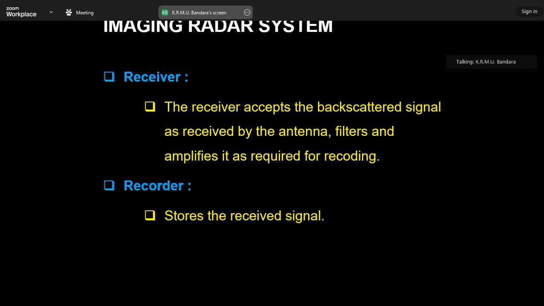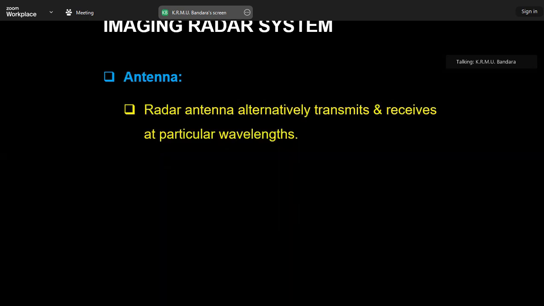The recorder stores the received signal pixel by pixel. One radar pulse is used for recording one line, pixel by pixel. Then the next pulse is the next line, again recorded pixel by pixel. The antenna alternately transmits and receives the particular wavelength: transmit, then receive, then transmit.